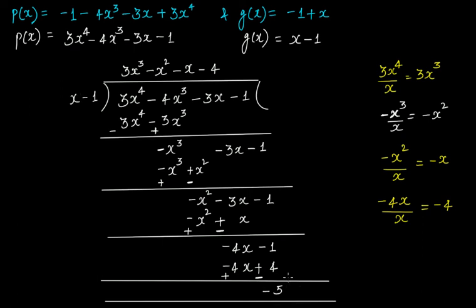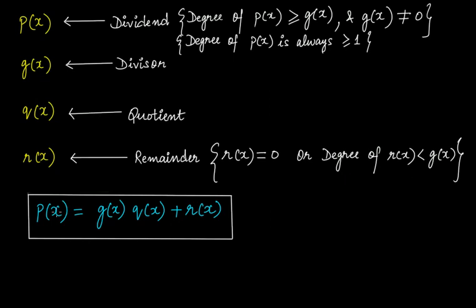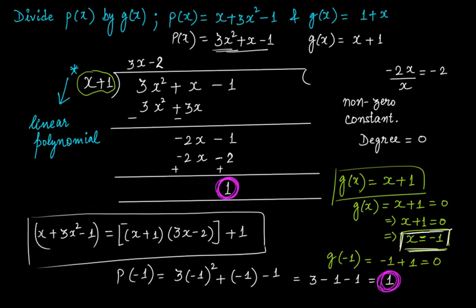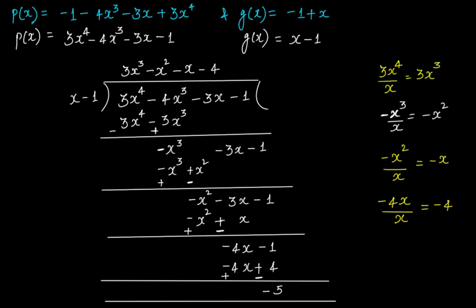So this is your remainder. Now if you want to write it in the form p(x) equal to g(x) multiplied by q(x) plus r(x), as we did here, you can do that. But to discuss the remainder theorem, the important thing is that again this is a linear polynomial.